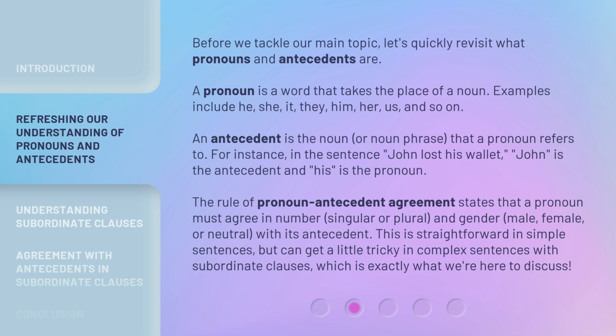The rule of pronoun-antecedent agreement states that a pronoun must agree in number, singular or plural, and gender, male, female, or neutral, with its antecedent. This is straightforward in simple sentences, but can get a little tricky in complex sentences with subordinate clauses, which is exactly what we're here to discuss.